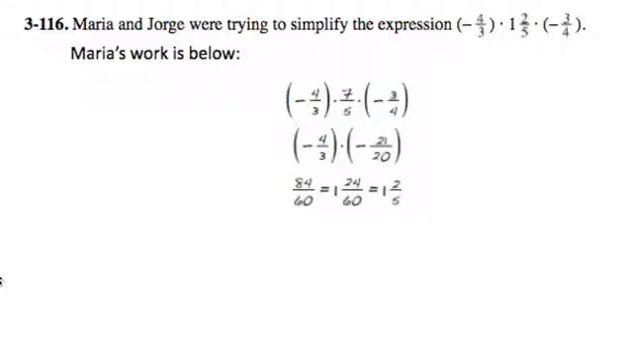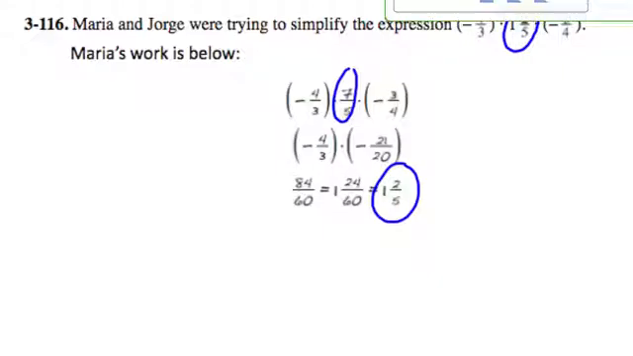So for problem 116, Maria and Jorge were trying to simplify this expression. So you're multiplying 3 fractions, and one of them happens to be a mixed number. So look at Maria's work. The first thing she did was change the mixed number into an improper fraction, and she got 7/5. The next thing she did was take the last two fractions, 7/5 times -3/4, and she got -21/20. And then she did her multiplication, and she ended up with this answer, 1 2/5.